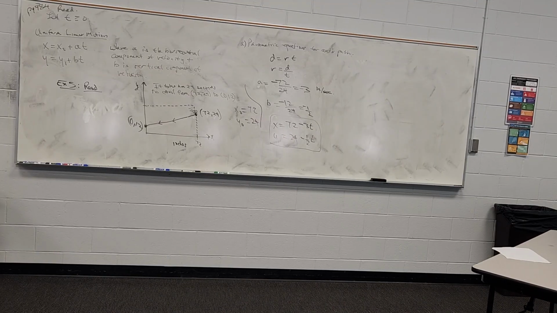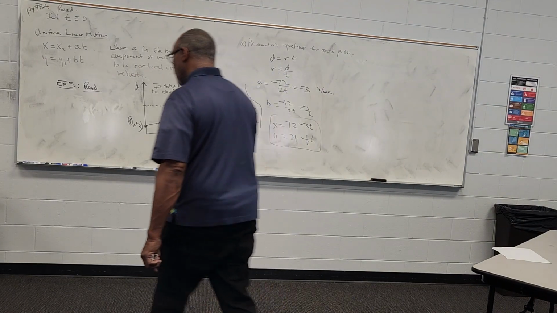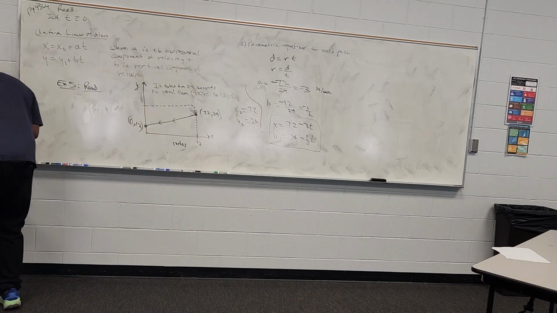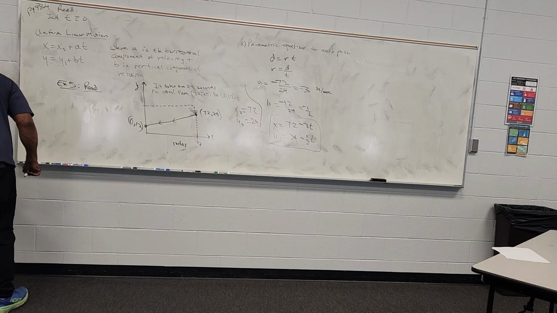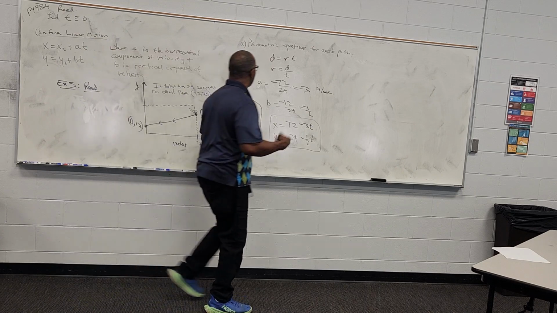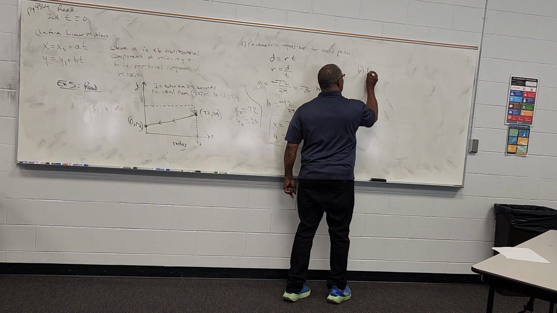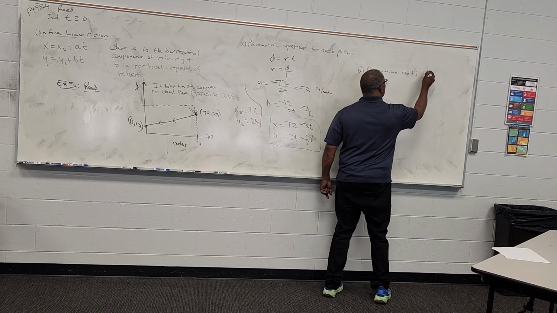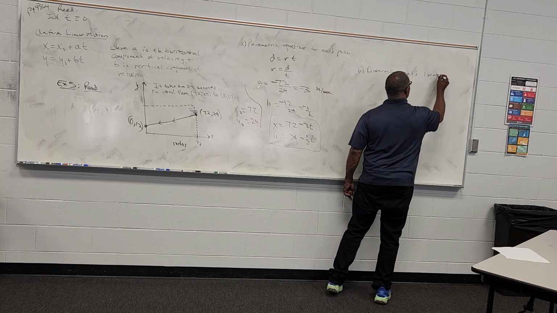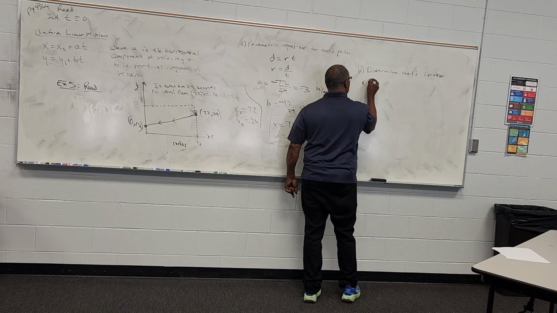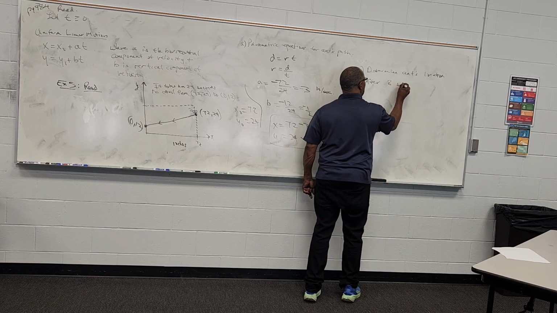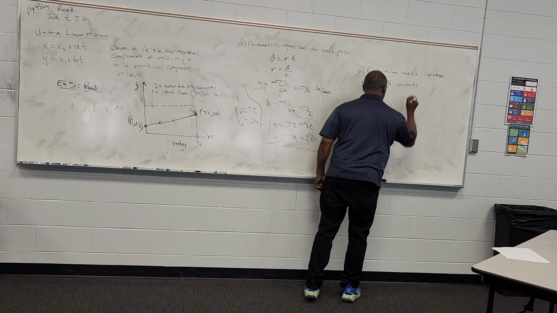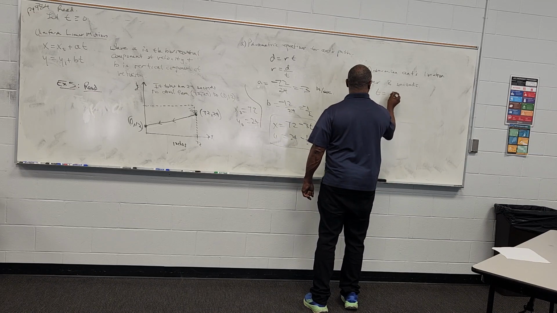All right, so there are my parametric equations. Part B of the problem says determine the ant's location 8 seconds after leaving point A. So part B: determine the ant's location after 8 seconds. Well, that just means that t equals 8.